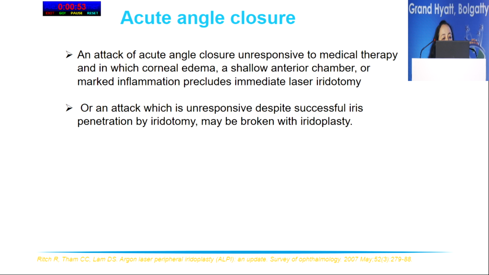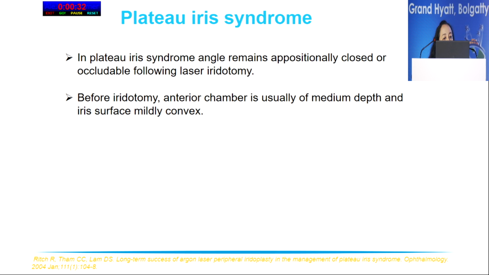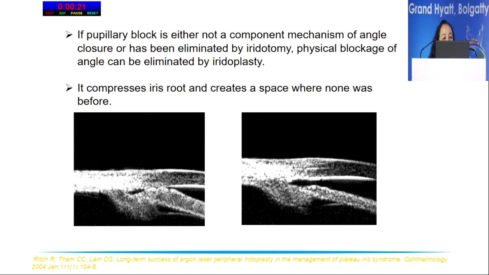So we use it in an acute angle closure attack, especially if the corneal edema is very much. This is to open up the angle, or thin out the iris, so that we can do a laser iridotomy. Of course, because iridoplasty does not eliminate the pupillary block, we have to do a PI in these cases. Plateau iris, like we already talked about, is where the angle remains appositionally closed or occludable following the laser iridotomy, so we need to do the iridoplasty.